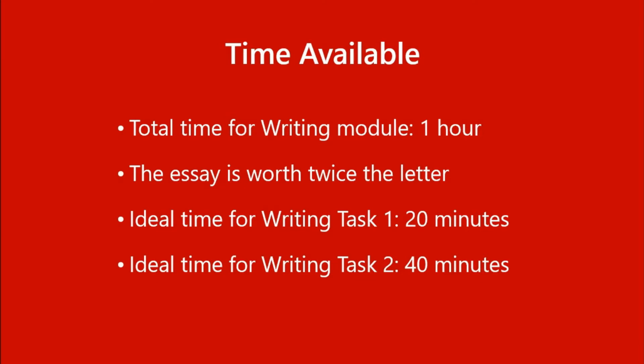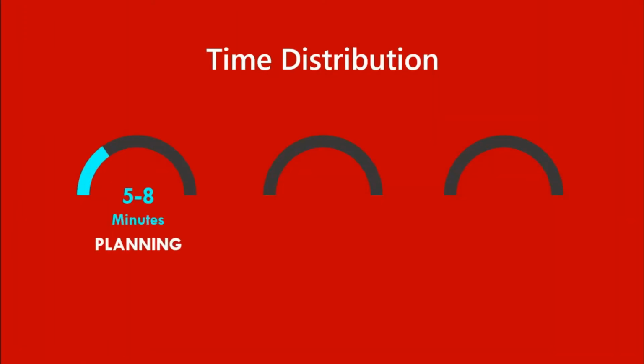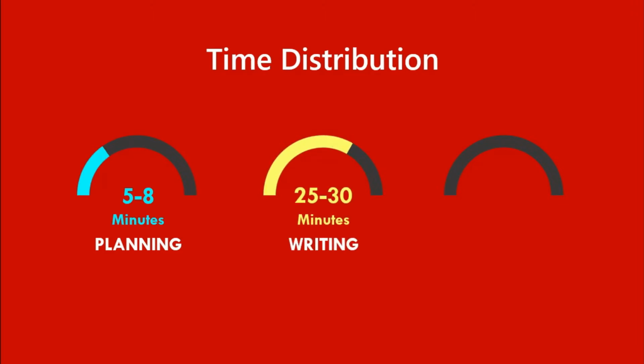So let's look at how you can dedicate the 40 minutes that you have for writing the essay. First you have the planning, for which you need to dedicate around 5 to 8 minutes. Then you have the writing part, for which you need to dedicate 25 to 30 minutes. After which you need to dedicate 5 to 8 minutes just for correcting your essay. So let's look at what you need to do in each stage of the essay writing. First, let's look at the planning.